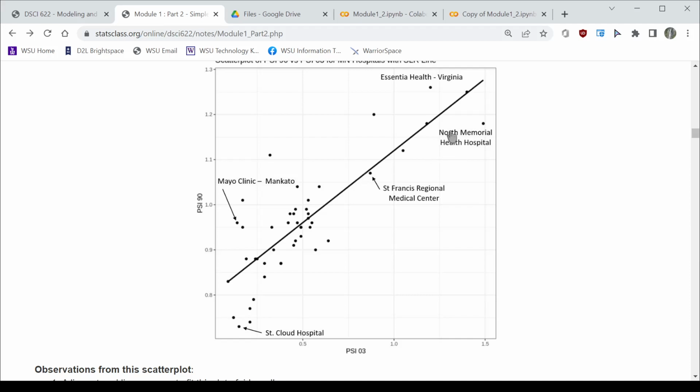North Memorial looks like they have the highest pressure ulcer rate of all the hospitals in Minnesota. And they have a somewhat high PSI 90 score as well. North Memorial Health is going to have a prediction that is higher. So the predicted value here is going to be at the line. Their predicted value for North Memorial Health Hospital will be higher than their actual score here. So this particular hospital will end up with a slight over prediction in their PSI 90 rate.